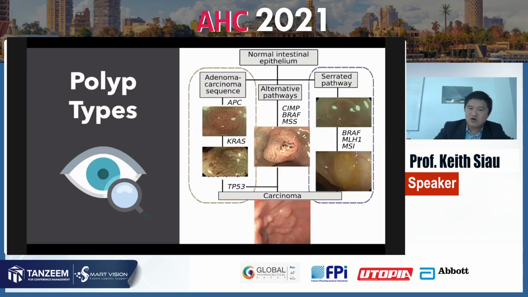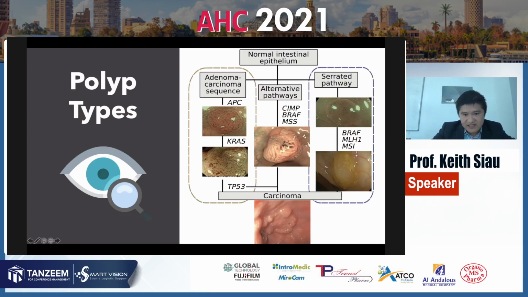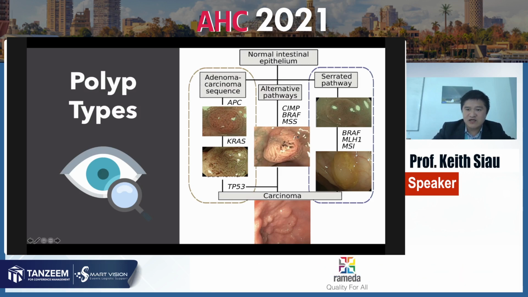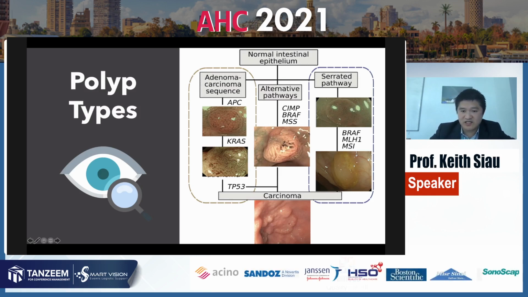So going back to the polyp types, this is how they look endoscopically. On the left here, you have a low-grade dysplastic adenoma turning high-grade dysplasia, and then into carcinoma. And on the right, you have a hyperplastic polyp, and then at the bottom, there is a sessile serrated lesion. And in the middle here, you have a TSA, which is a rarer type.